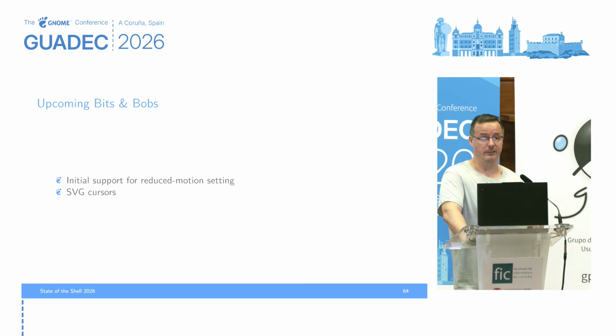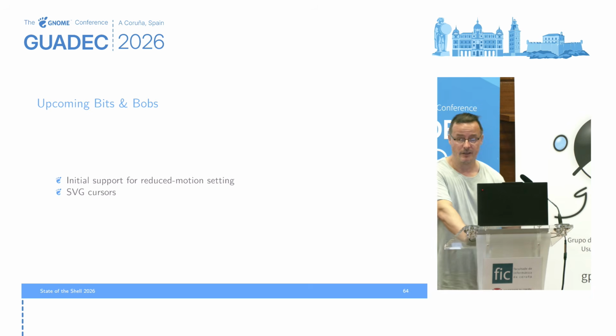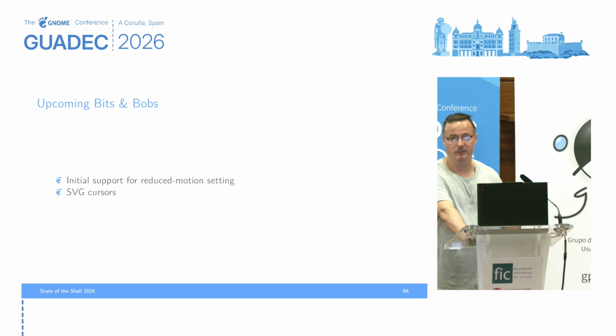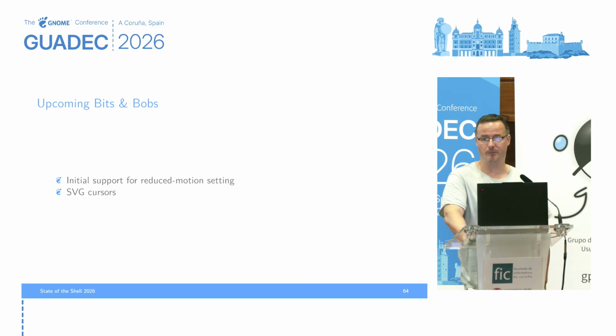SVG cursors, this is a very recent change, but there is now support for basically SVGs with some metadata attached that allows us to show cursors that aren't based on X cursors, which is a very much legacy format from the X11 world, but that we were still using on Wayland. Now we have a modern cursor format that is probably a lot easier for the design team to update, and just generally nicer and better integrated.